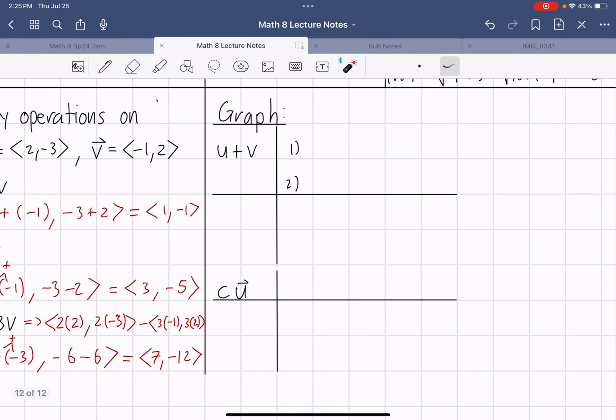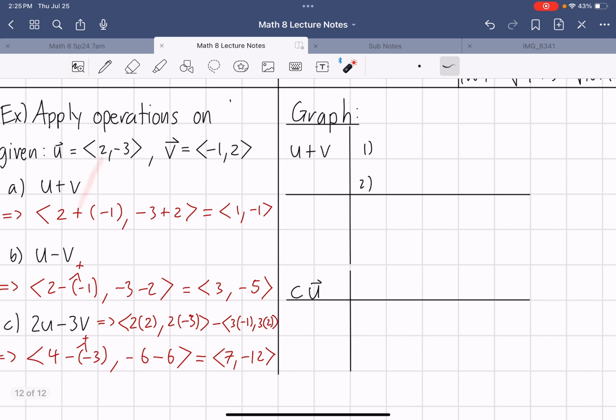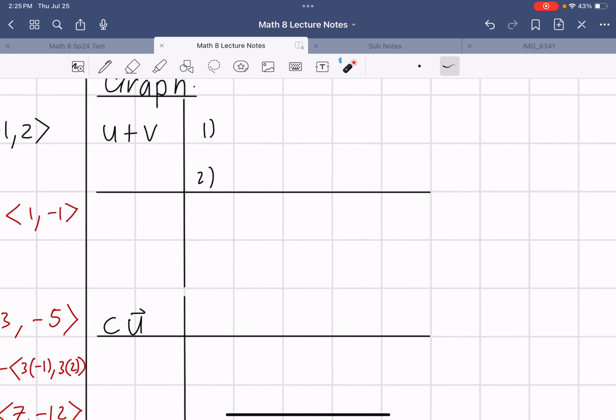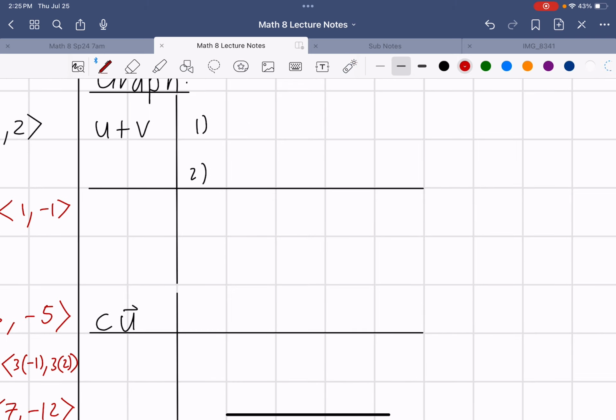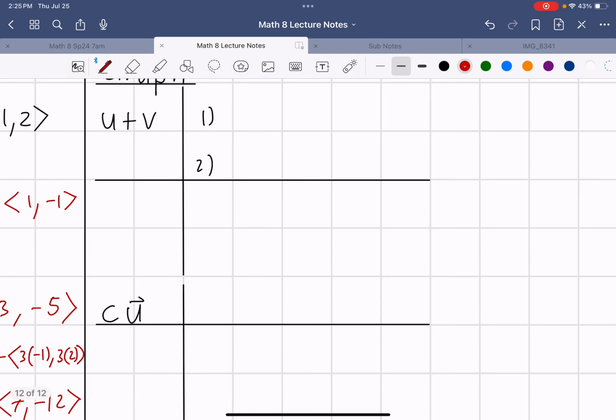Now, just something I want to illustrate is what's truly happening in this sum. Like, why do we just add the x and y components to each other? And that's because when you take the vector u, and let's just make up this random vector here. Let's call this vector u. Let's say we take vector v.